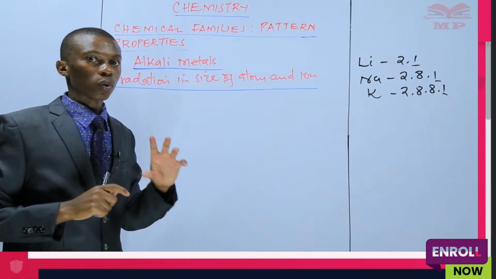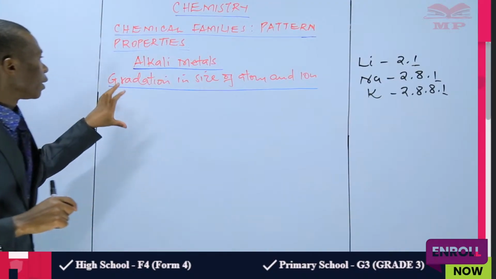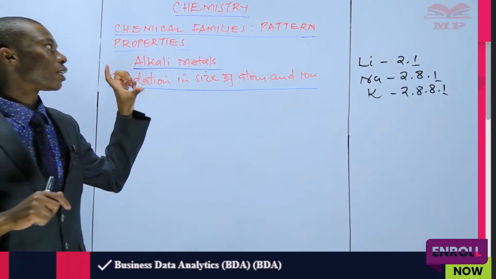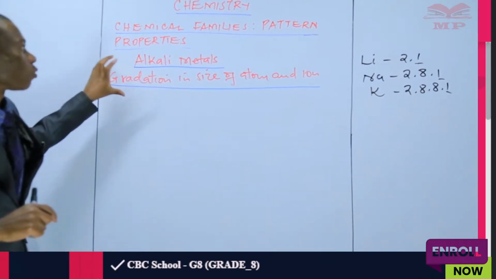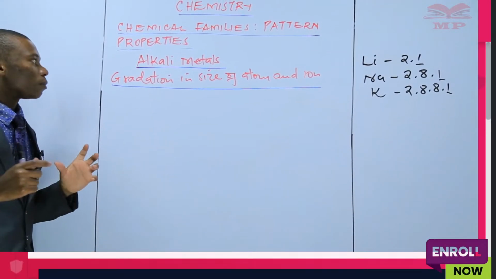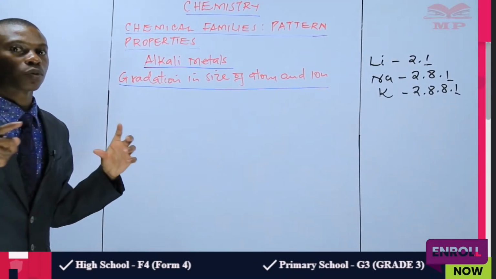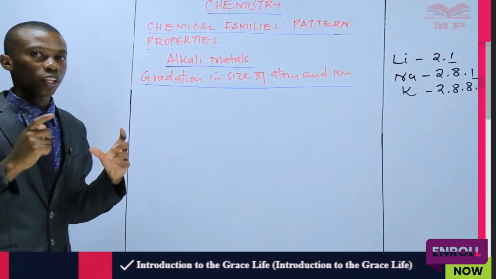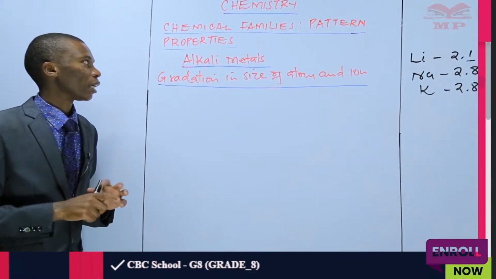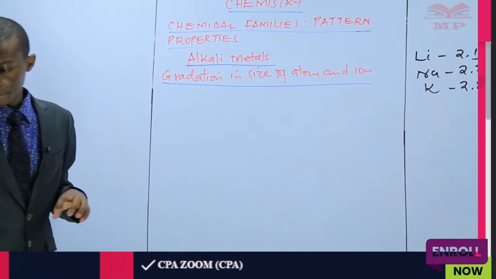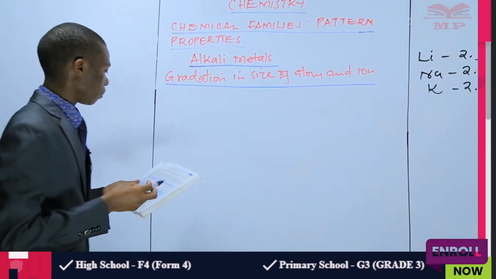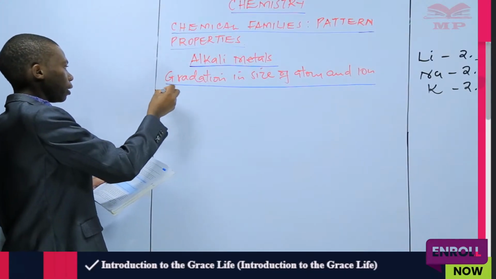In this lesson, I want us to discuss the gradation in size of atom and ion. Remember, this is gradation in size of atom and ion of alkali metals. So gradation just means there is a systematic progression on the size of atom and ions in group 1 elements. And I will explain this using a table which I'm going to draw for you so that we discuss it from there. This table is having the element.